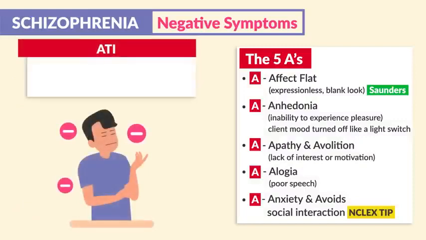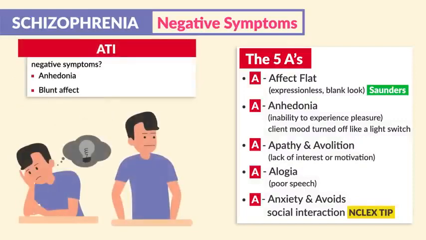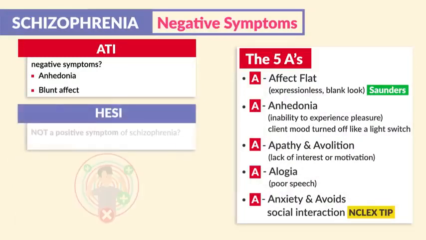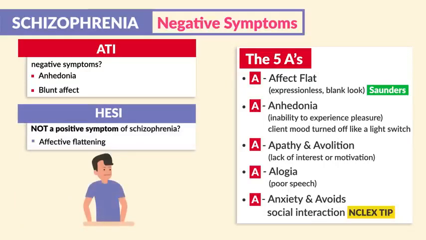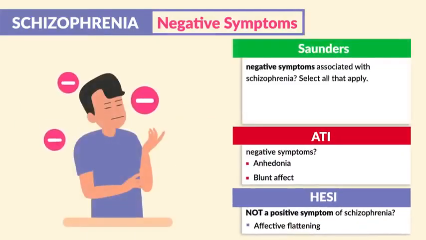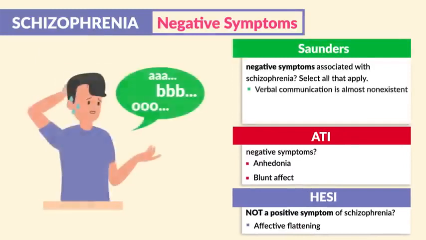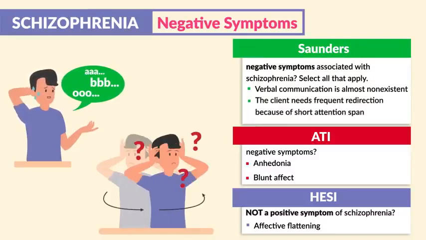So ATI mentions negative symptoms, anhedonia, and a blunt affect, or that flat affect. And HESI mentions what is not a positive symptom of schizophrenia, affect that is flattening. Yes, this is considered a negative symptom. And Saunders mentions negative symptoms associated with schizophrenia. Select all that apply. Verbal communication is almost non-existent, and the client needs frequent redirection because of a short attention span.